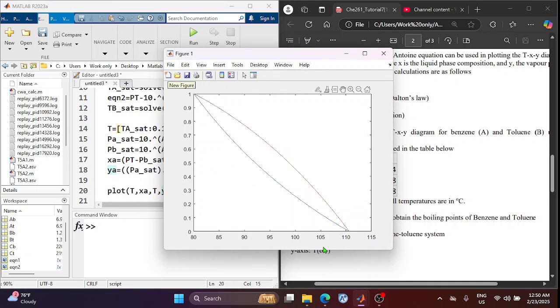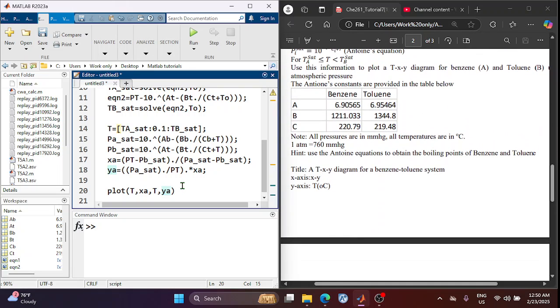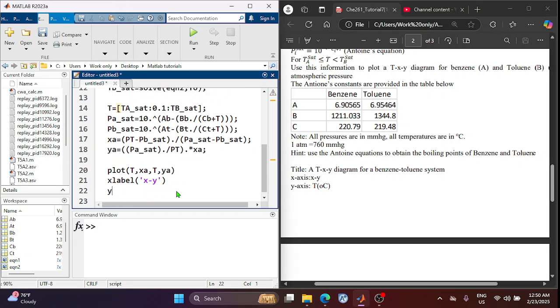Okay, so we have this graph. This is what we were actually expecting. We expected to get something like this. So the last part says that we should now label everything. So I can label and say xlabel, open my bracket, bring my inverted commas in there and call it XY. So we are calling the X axis XY. And I can do my ylabel. I'm calling the Y axis T in degrees Celsius.